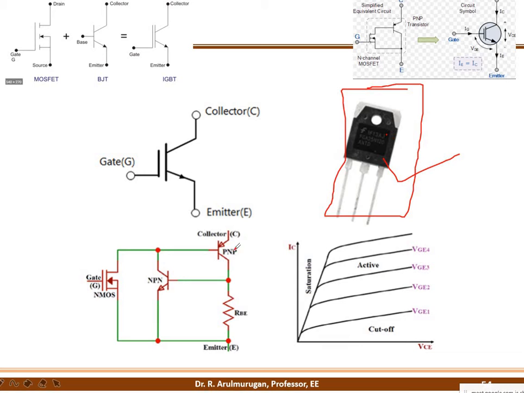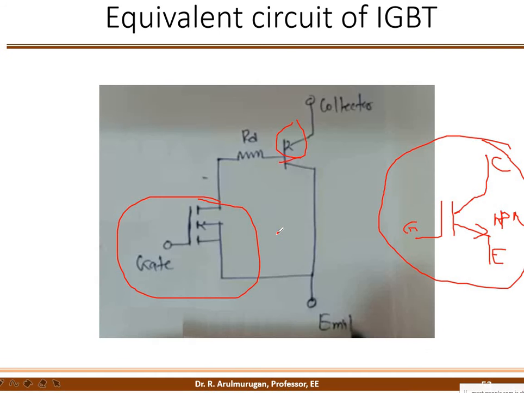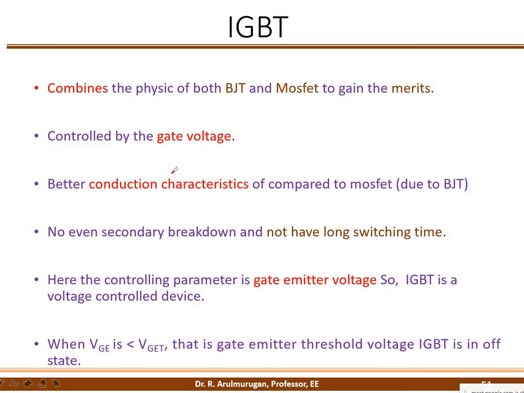Inside the construction, two transistors are used, a PNP transistor and an NPN transistor. They are constructed like that, and the final outcome is this symbol. This is about the IGBT. That is the first point. Another one is that the gate makes it a voltage control device.